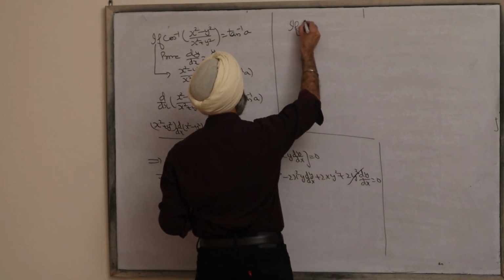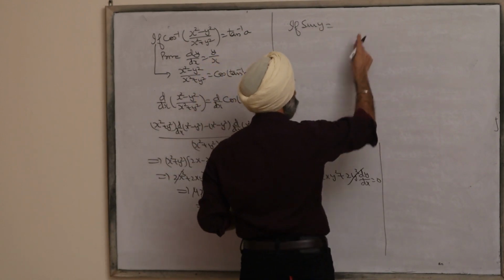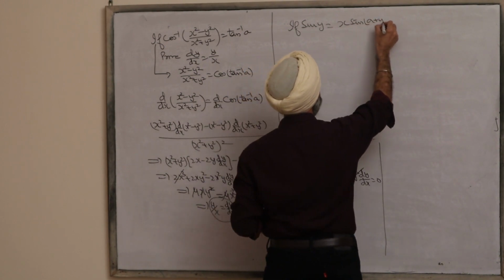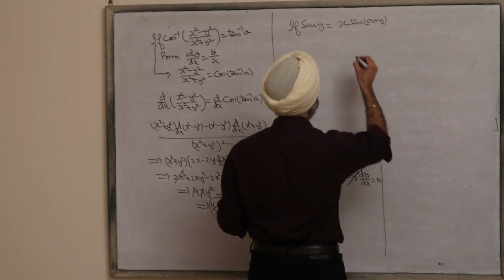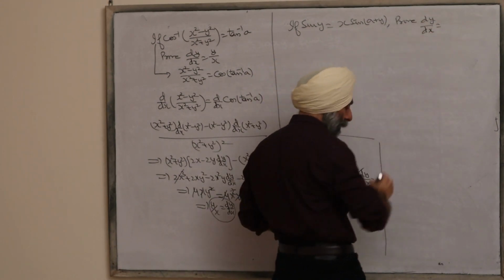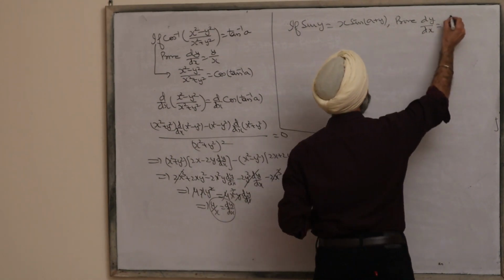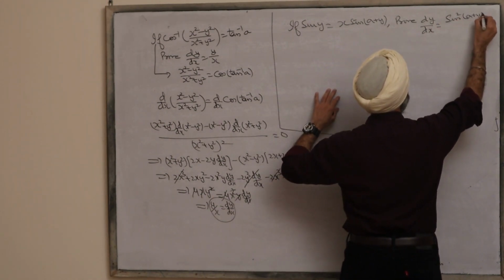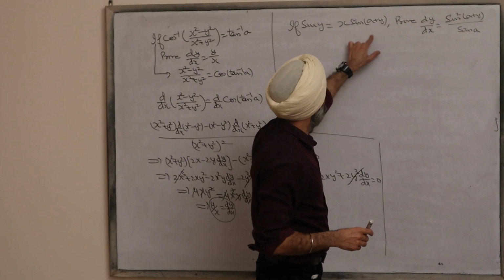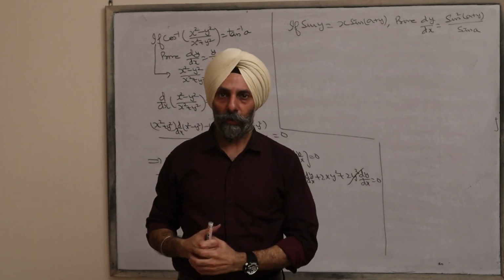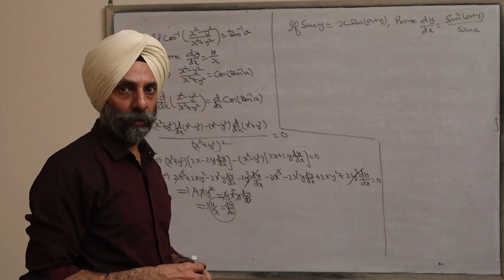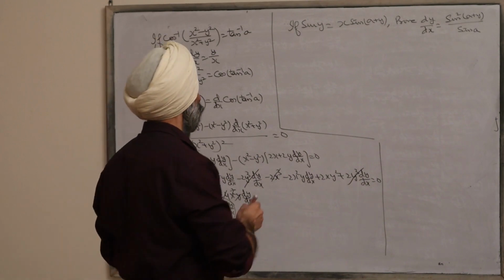Now next is, if sin y is equal to x sin(a + y), then prove that dy/dx is equal to sin²(a + y) upon sin a. Once again you can see here, this is your function which is in the implicit form, and what we have to prove here is in the explicit form, and the answer is in terms of y.